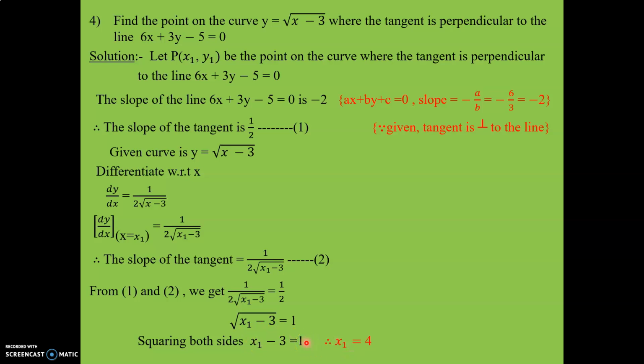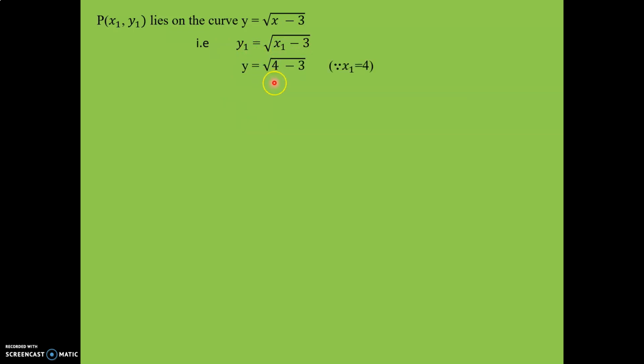Now we will substitute this value in this function. So x1, y1 be on the curve. So this will become y1 is equal to root of x1 minus 3. x1 value we already found that is 4. So substituting that value, 4 minus 3. So y is equal to root 1. Therefore y is equal to plus or minus 1. We are getting two values here. We have to consider both the values. Thus the points on the curve are, x1 value is 4 and y1 there are two values. So (4, 1) and (4, minus 1) are the 2 points on the curve.